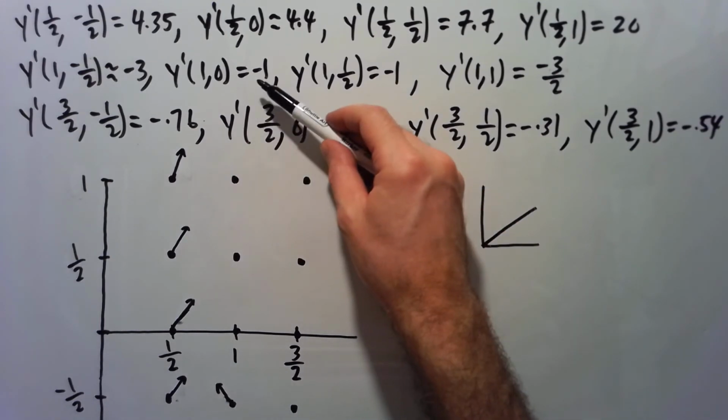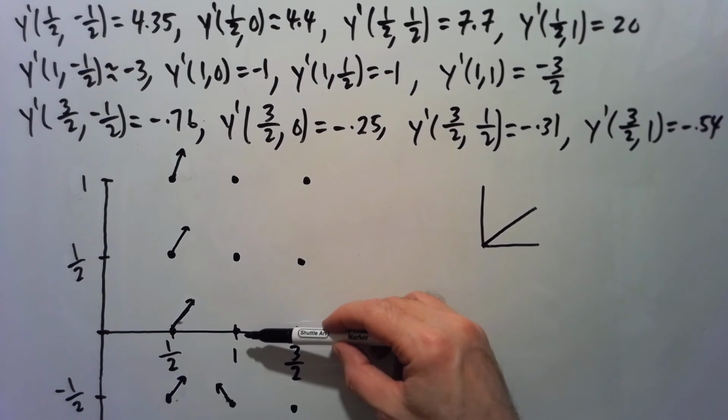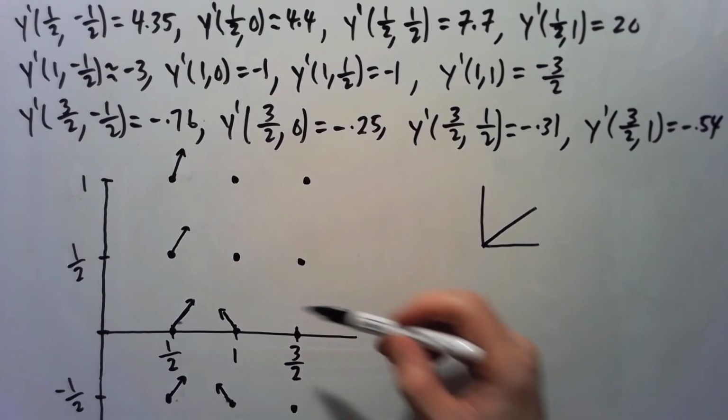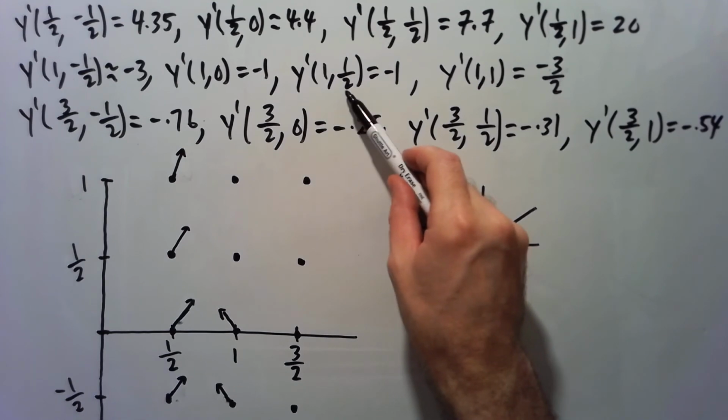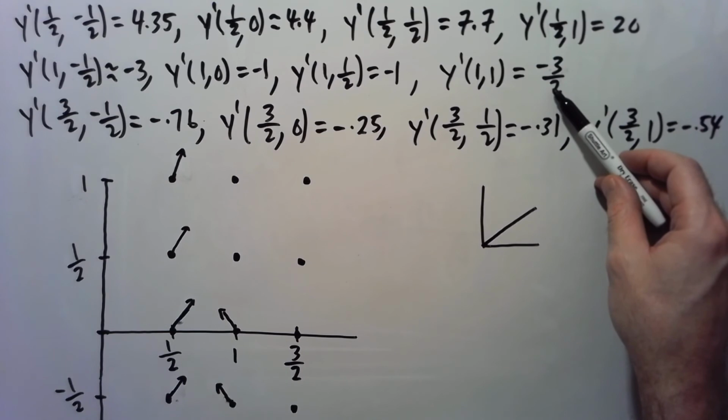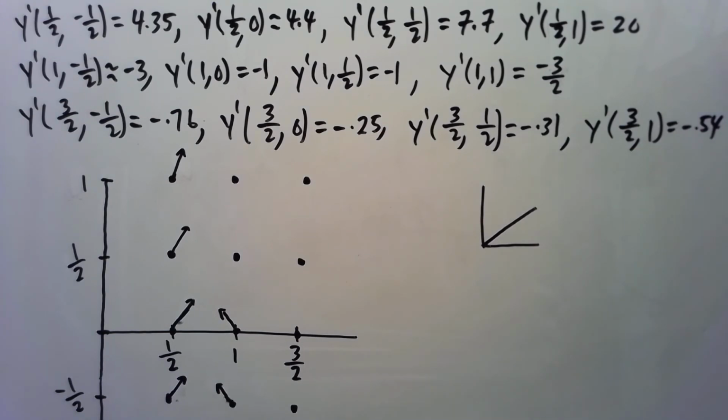And then at 1, 0, right here, it's at -1. Let me put that in. Up here, and at 1, 1/2 it's also -1, and let me do this one also. At 1, 1 it's -3/2. Let me do it. Okay, so I've got those.